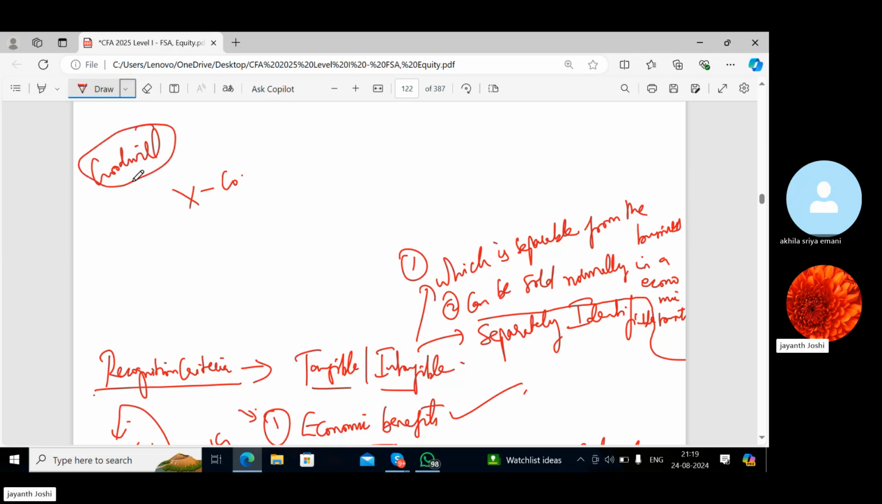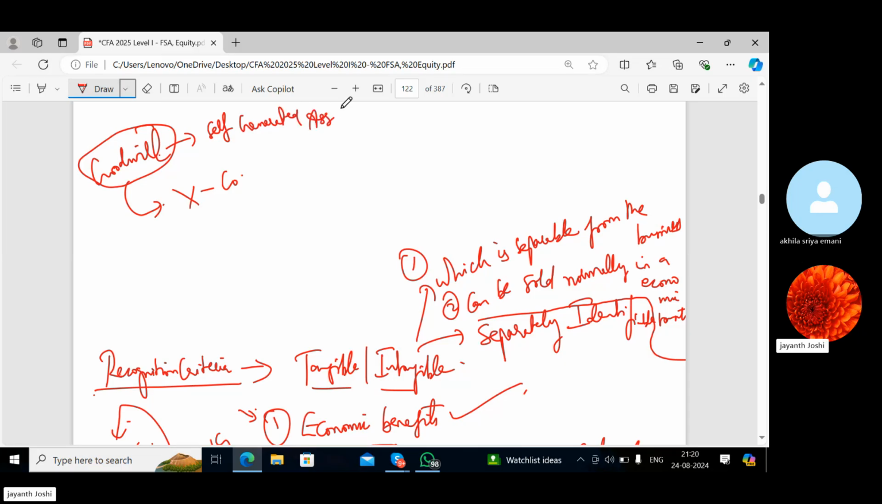Can you separate goodwill from X company? Can you separate X company's goodwill from itself? No, this is inseparable, right? So if this cannot be separated from the business, it is inseparable and it is not separately identifiable. Hence, this can be termed as a self-generated asset.